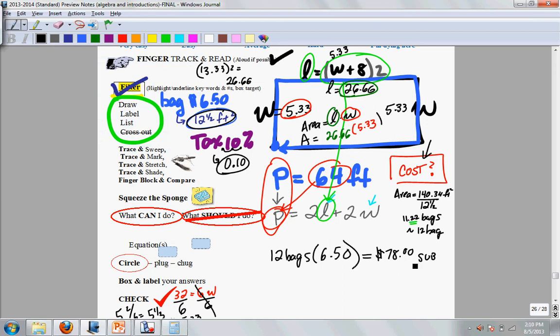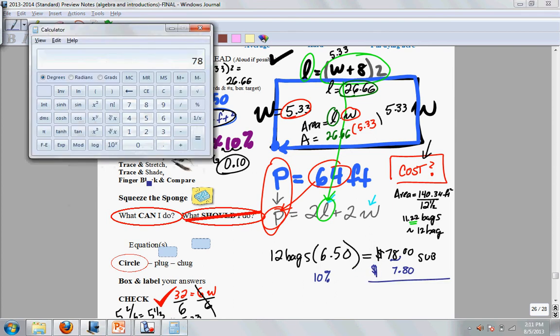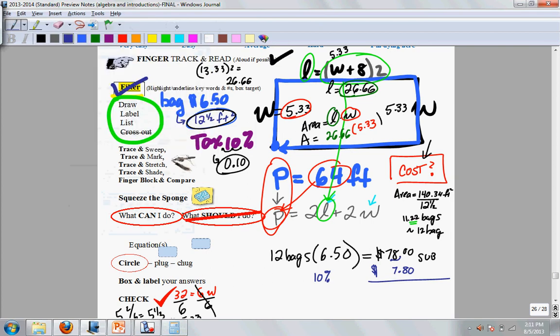So 10% of that, you just take that decimal to go 10% and you go 1 over. So we're going to go 78 plus $7.80. So now you add those, you get $85.80. That is your final and total cost. Always box and label your final answer.